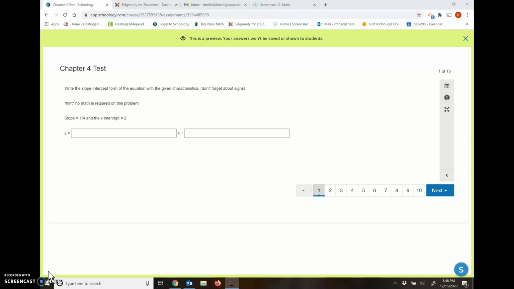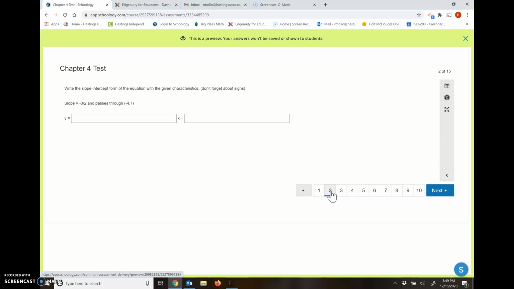Number 1 even says, hint, there's no math required. So if you're doing some adding, subtracting, multiplying, or dividing for this problem, you're doing too much work. We are writing the equation in slope-intercept form, and I'll give you the slope and the y-intercept. That's some stuff from section 1.